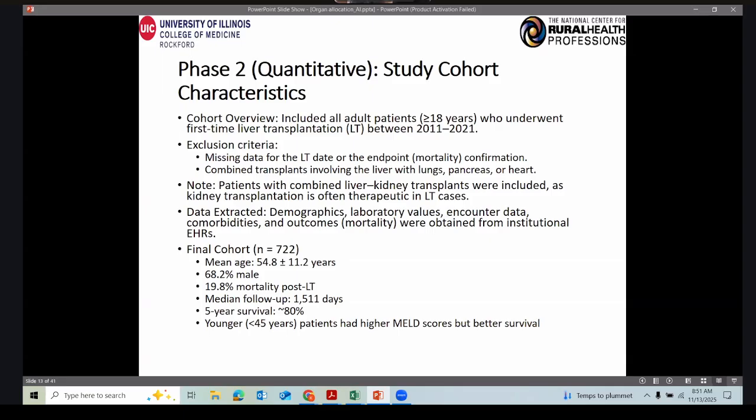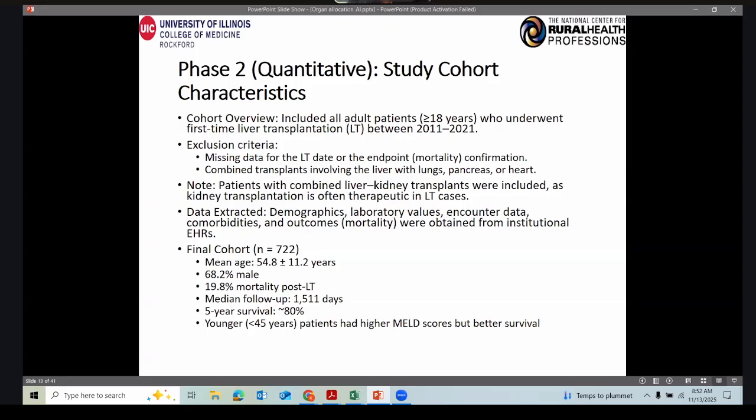patient-level data. Our final sample size was 722 liver transplantation patients. The average age was around 55 years with a standard deviation of 11 years, meaning that our cohort included both young and older adults. The group was predominantly male at about 68%, which aligns with the national trend showing higher rates of liver disease and transplantation in men.